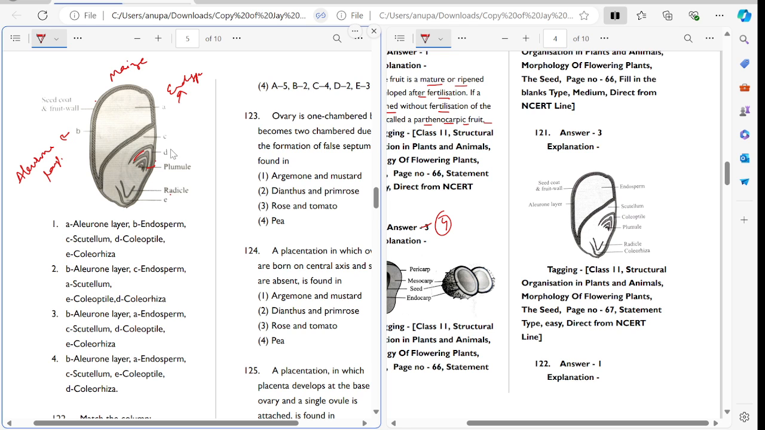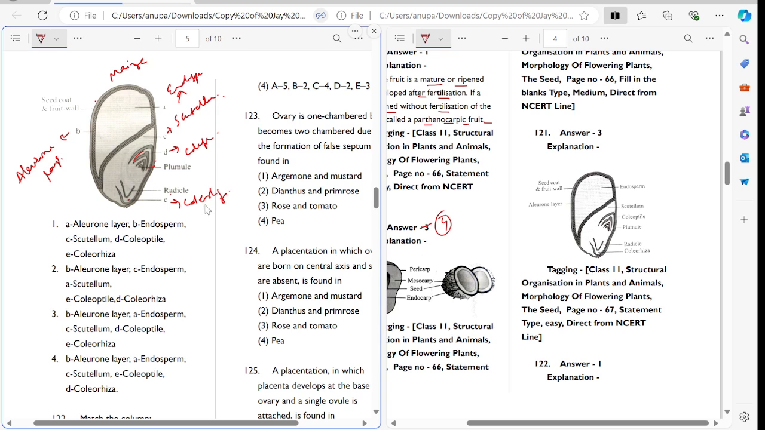And here you can see that this is the plumule and this is the radicle, and the plumule is covered by some structure. The covering of the plumule is called coleoptile. Coleoptile. And there you can see the radicle and this is the covering of the radicle, and the covering of the radicle is known as coleorhiza. Coleorhiza. And this part is known as scutellum. Scutellum.